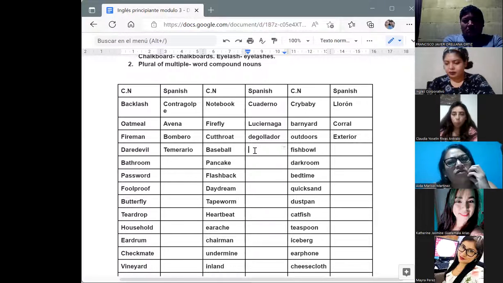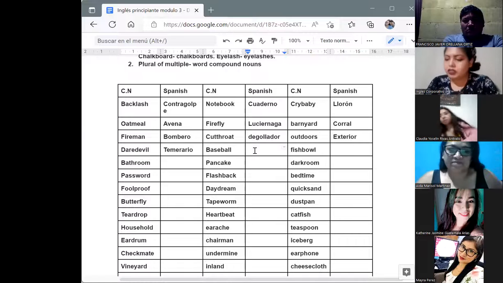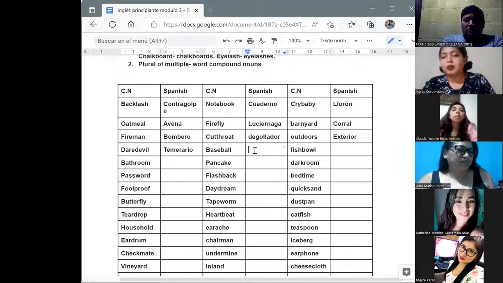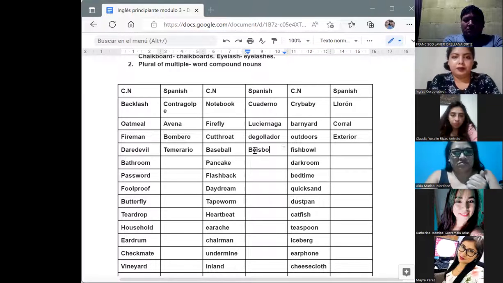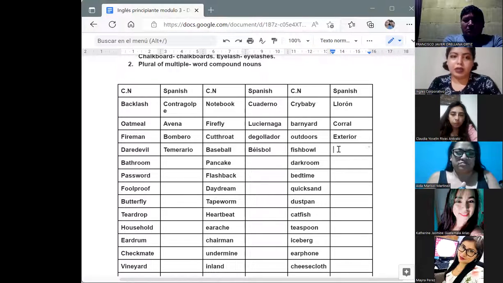Baseball. Juego de pelota o béisbol, en este caso, no es tan diferente from English. In this case, it's like the way we write the word, but in this case, it's baseball. Like this, baseball. It's the same thing. Almost, almost, almost. Baseball and baseball.